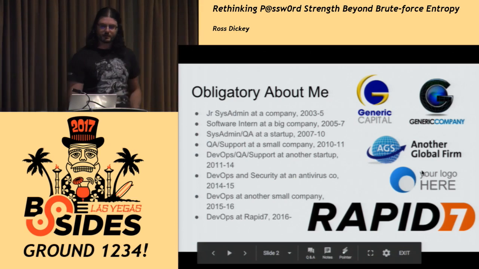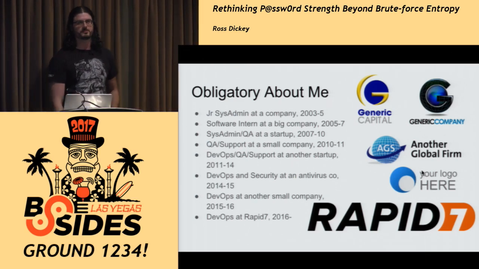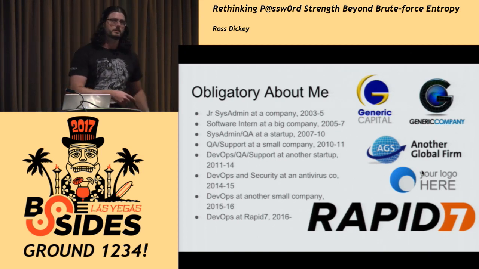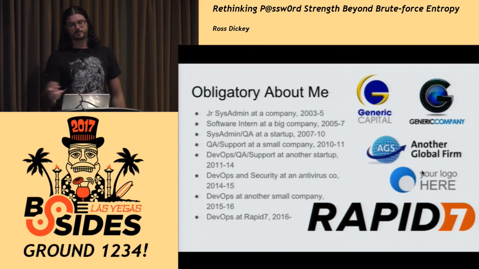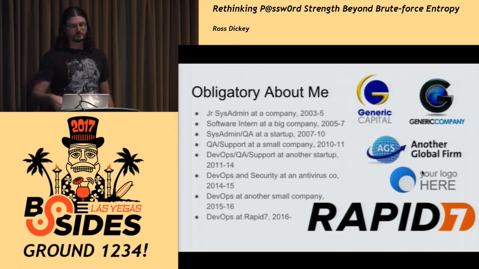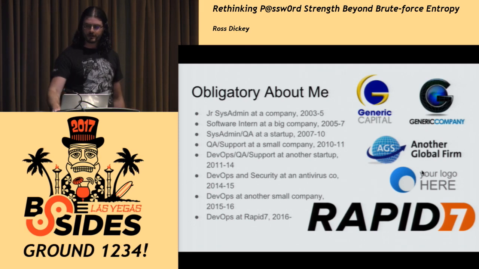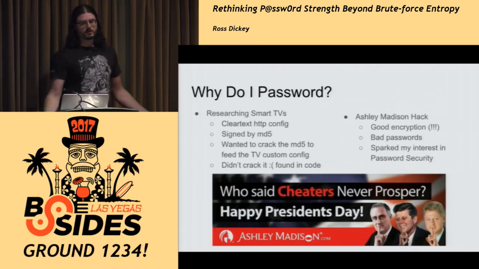There we go. So obligatory about me, I've worked at places, started out as a sysadmin, software developer, QA, support, back to development, and DevOps, DevSec, whatever other words you want to slice in there. Currently I work at Rapid7. So why do I password?